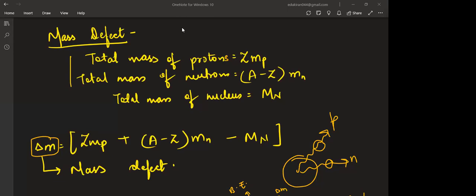Ma'am, is the mass of the nucleus outside the bracket? No, this is within the bracket only. It's just that, in order to differentiate, A minus Z is the mass of neutron, not nucleus. This is out of the bracket. This is the mass of the entire nucleus. Okay.